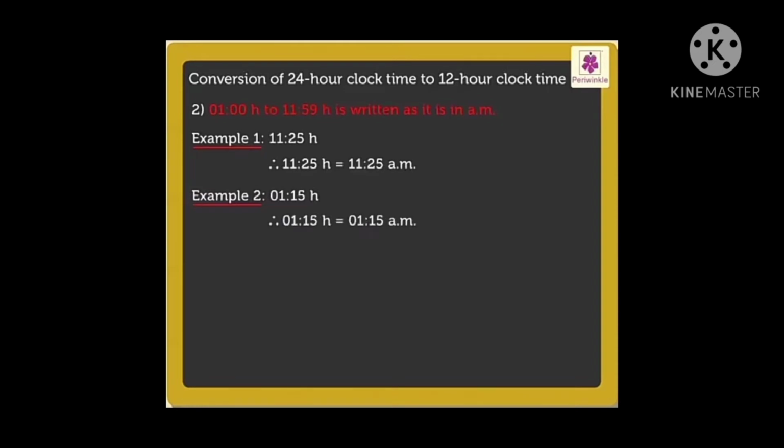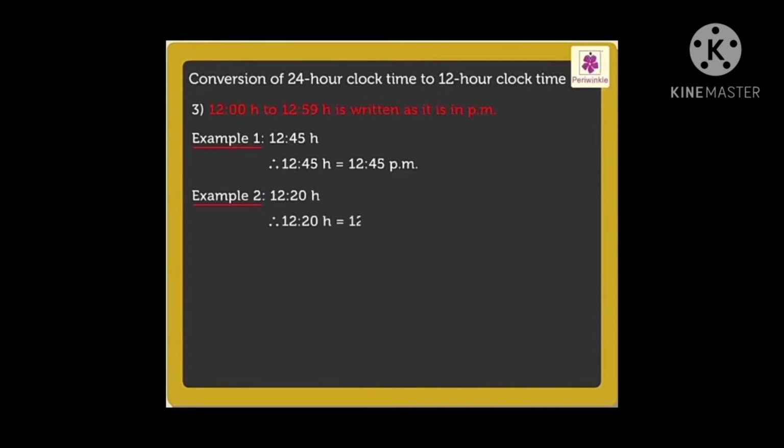2. The time from 100 hours to 1159 hours is written as it is in AM. For example, 1125 hours is equal to 11:25 AM. 115 hours is equal to 1:15 AM. 3. The time from 1200 hours to 1259 hours is written as it is in PM. For example, change the time 1245 hours to 12-hour clock time. It will be written as 12:45 PM. 1220 hours is equal to 12:20 PM.